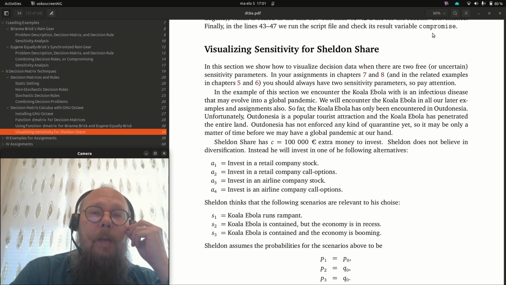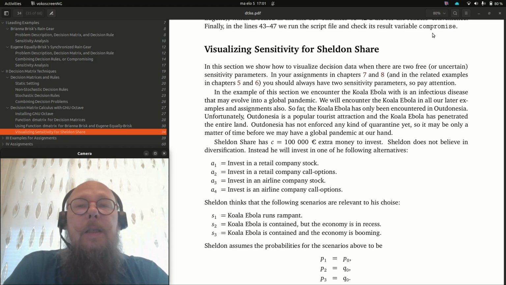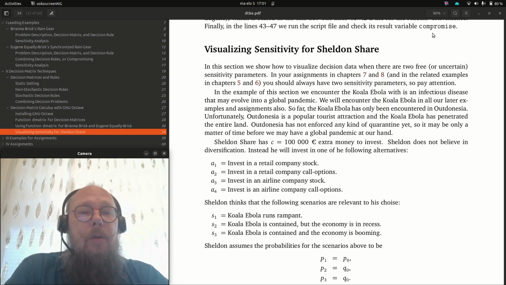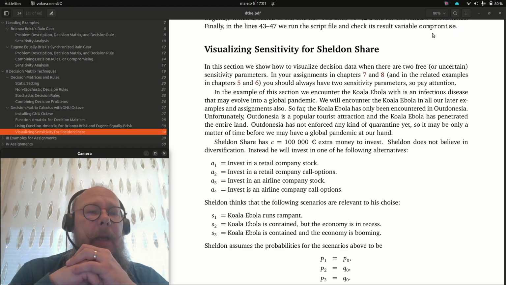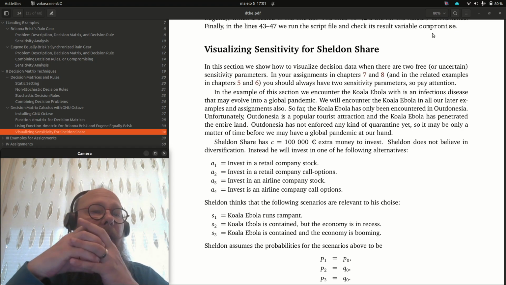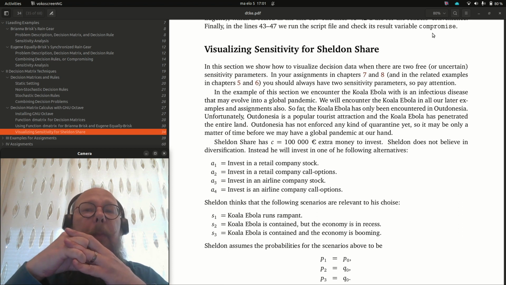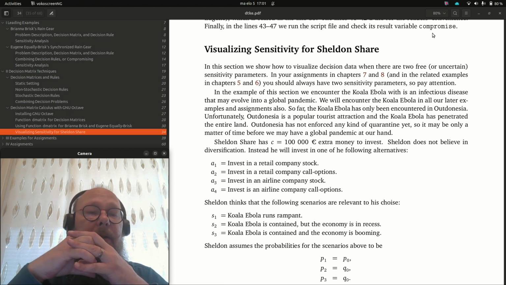Now we are in chapter 4, final section, section 4, about visualizing sensitivity. We have a Sheldon Shore here as an example. The idea is that in many cases you cannot estimate certain parameters from the data, or certain parameters are free to be chosen. So we take two so-called free parameters, called sensitivity parameters, and then we make a picture that shows what the optimal decision is once these parameters change.